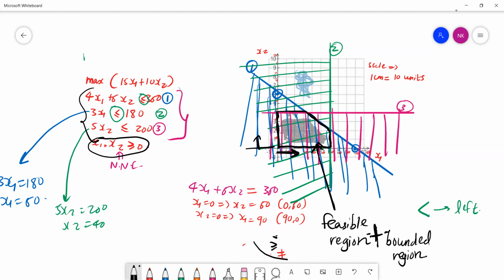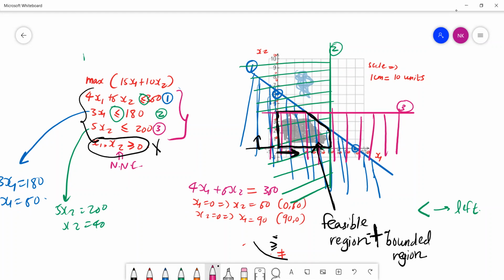To give you an example, if this condition x1, x2 greater or equal to 0 won't be there, then I won't be bounding it from the bottom. So that would be my feasible region plus unbounded region, because I am not considering the black lines I have drawn on the axis. I would say I am not bounding my feasible region from the bottom side, and that is the reason it is termed the unbounded region.